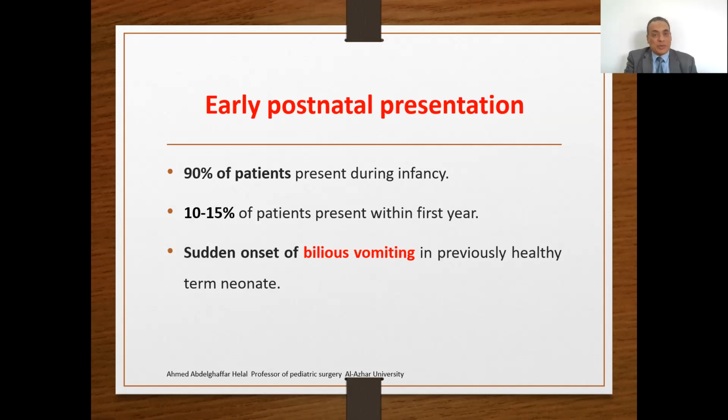About 90% of patients present during infancy, about 10 to 15% of the patients present during the first year. However, volvulus can occur at any time. There will be a sudden onset of bilious vomiting in a previously healthy term neonate, which is the cardinal sign for intestinal malrotation. The development of sudden onset bilious vomiting in a previously healthy term neonate should raise the suspicion of intestinal malrotation until proved otherwise.